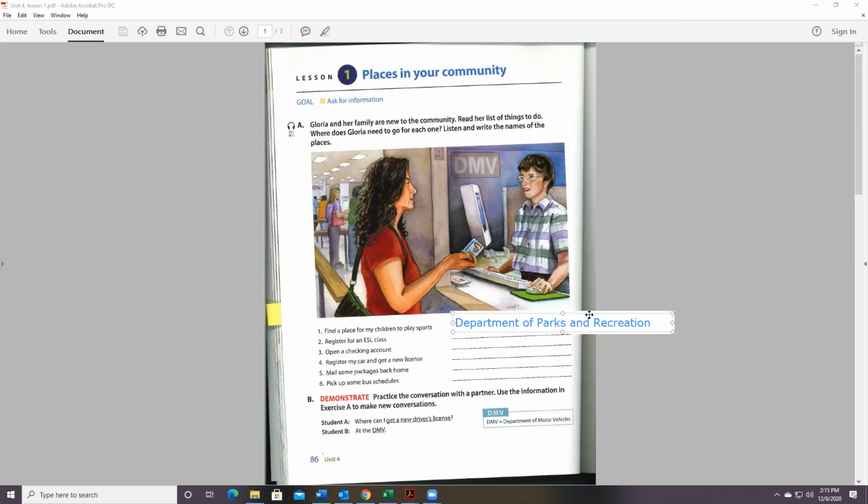The Department of Parks and Recreation. Okay, so parks we know is parque, right? Son parques. Recreation is another word for something fun. Es otra palabra para describir cuando haces algo divertido.